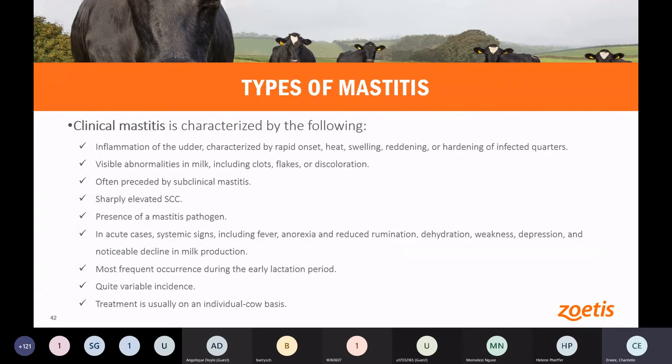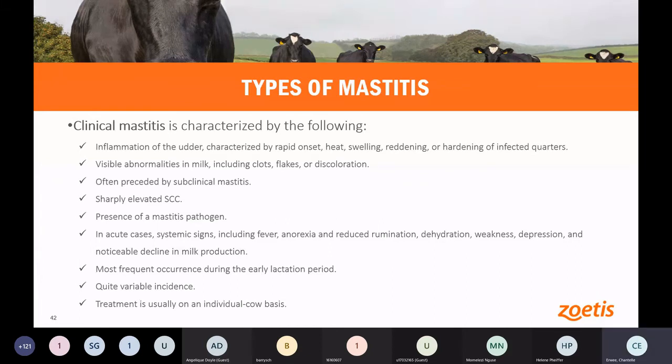Okay, clinical mastitis. So here we see inflammation in that udder. It's quite clear: red swelling, heat, hardening of the affected quarters. There's visible abnormalities in the milk, including clots, flakes, or discoloration. You'll see a sharply elevated somatic cell count in the beginning, and then after that, like I said, it falls and returns to a more normal level.